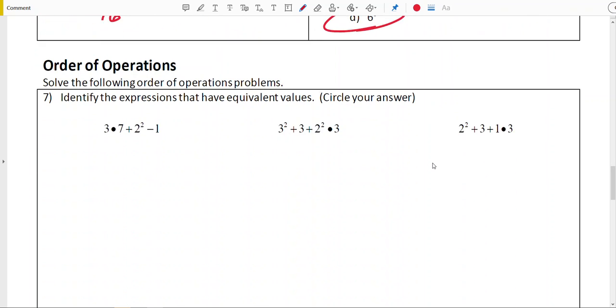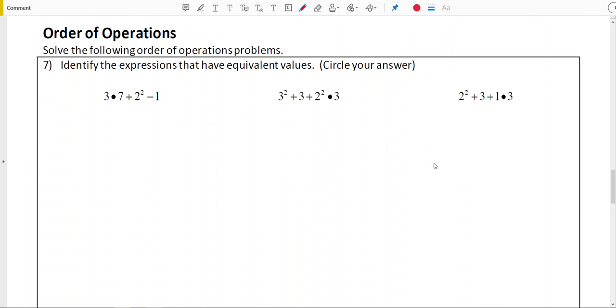All right, looking down at number 7, it says solve the following order of operations problems, identify the expressions that have equivalent values. So I'm looking for the ones that are equal to each other. That means I have to solve all 3 of these order of operations problems following GEMDAS and figure out which ones go together. So I'm going to write GEMDAS for each of these problems so I can follow it and cross it out as I go.